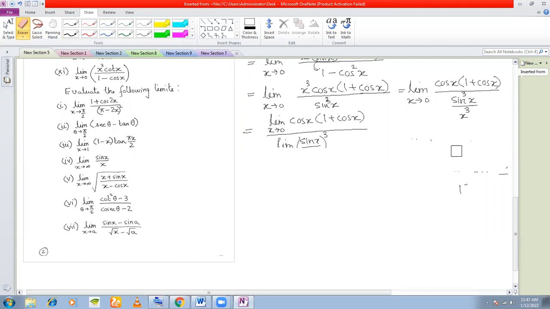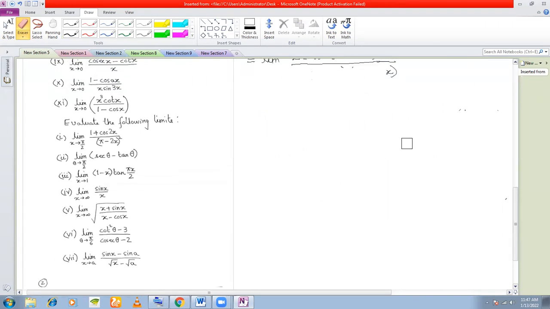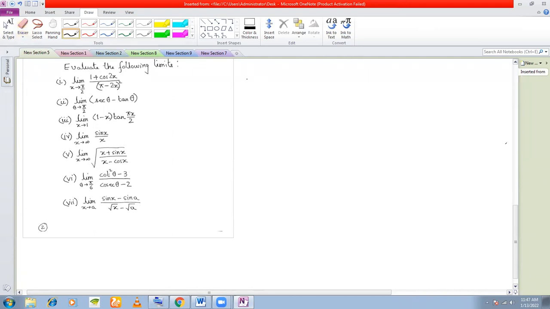We'll move to the next set of questions in this exercise. The given limit here is limit x tends to pi by 2 of 1 plus cos 2x divided by pi minus 2x whole square. Okay. Now, if you put x equal to pi by 2, you're going to get an indeterminate form, isn't it? Because in the denominator, you get pi minus pi. So you're getting denominator equal to 0, which is an indeterminate form.